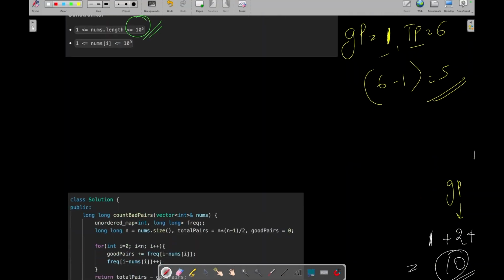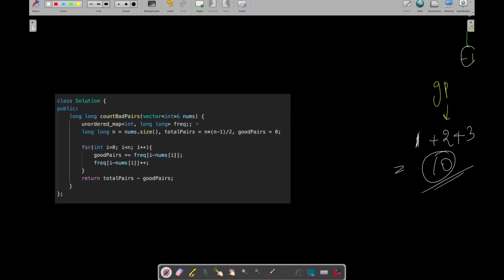Cool. So let's see its code. What we have done is we have created an unordered map of long to long, which will store the frequency, and then stored the size of the vector. We have calculated the total pairs and initialized the good pairs with 0. Then we started iterating over nums and check if that exists in the map, then add that frequency to the good pairs and update its frequency in the map. By the end of this loop we will simply return total pairs minus good pairs.